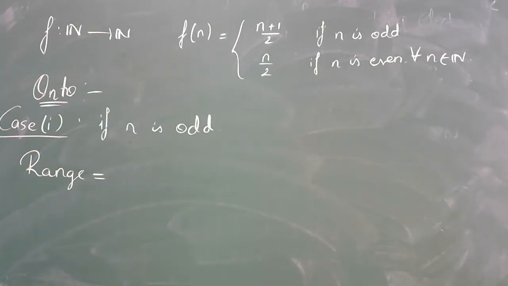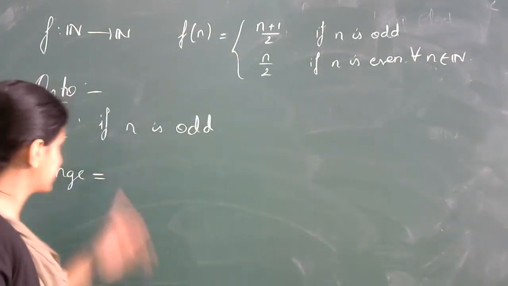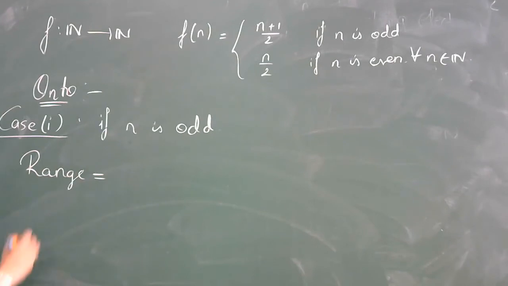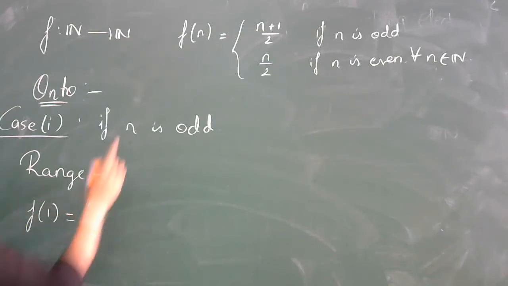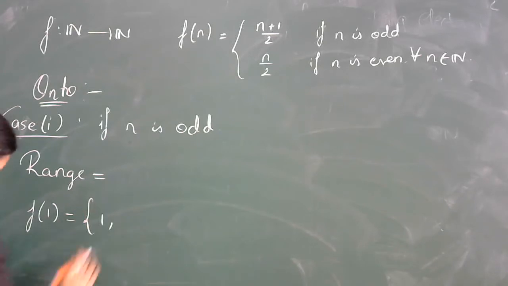I hope you all are able to solve. Take all odd numbers and see what their images are. Only a few you take: 1, 2, 3. You shouldn't say just 1, 2, 3. It is a set: 1, 2, 3 and so on. It goes to infinity, students. Let us start from 1. What is f of 1 equal to? 1 plus 1 by 2, that is 1.